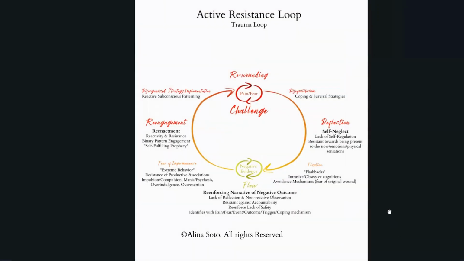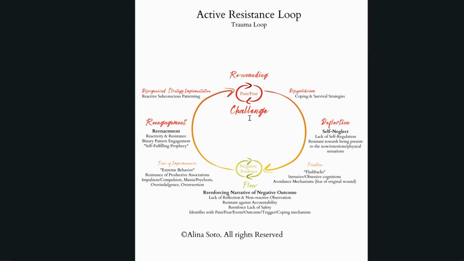So this is the active resistance loop, which can also be known as the trauma loop. And so we go into this if this pain or fear or challenge is way too overwhelming and confusing and disorienting, then we're going to have a really hard time figuring out what we need to do next, or even what just happened, right? Or to understand or calibrate basically what is going on here.